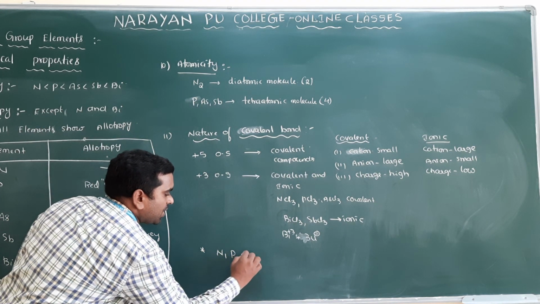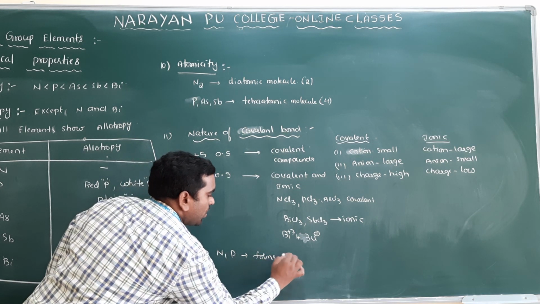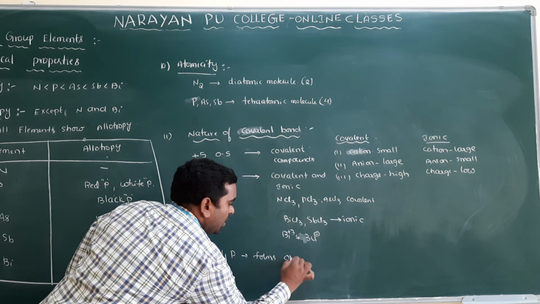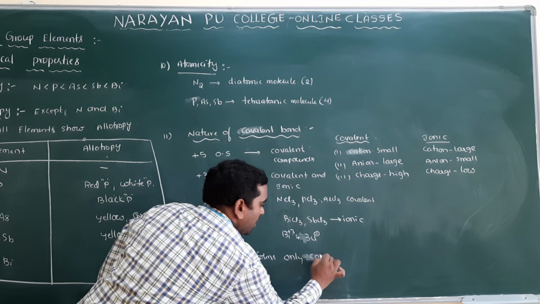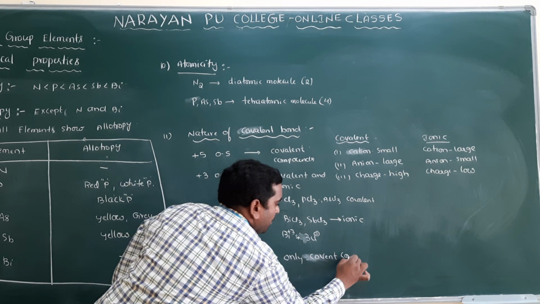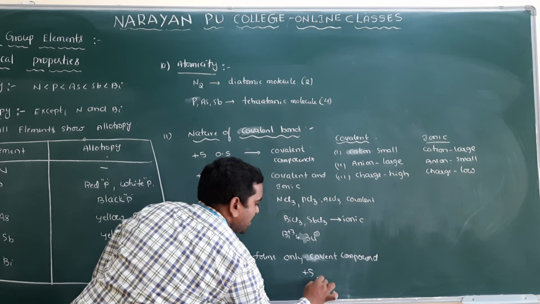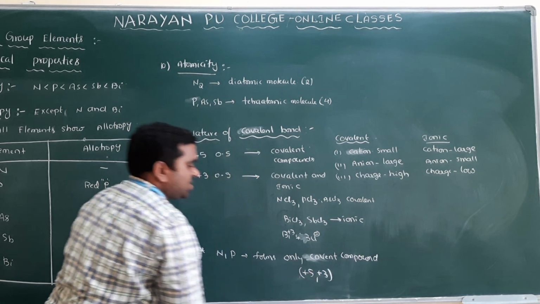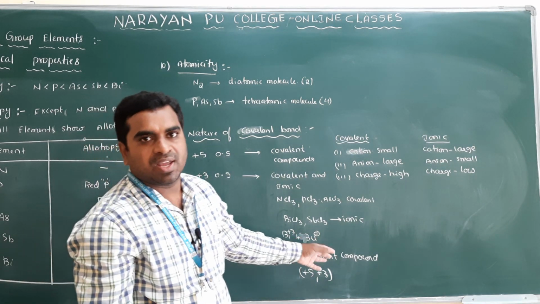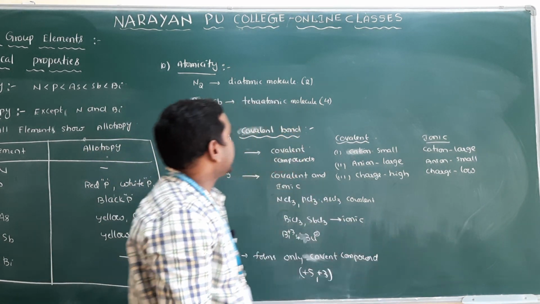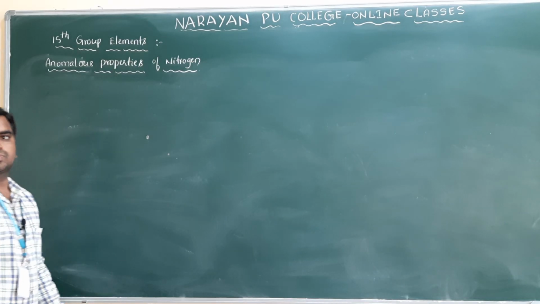And next one is nitrogen and phosphorus. Nitrogen and phosphorus form only covalent compounds. Forms only covalent compounds. Clear? Whether it is in the +5 state or in the +3 oxidation state, nitrogen and phosphorus form only covalent compounds. And this is about the physical properties of 15th group elements.